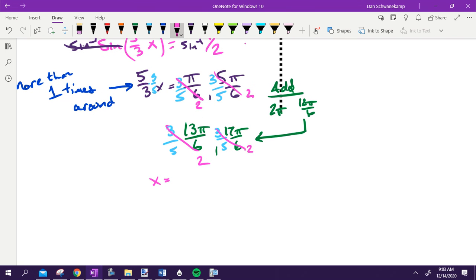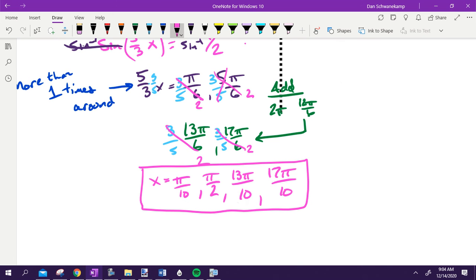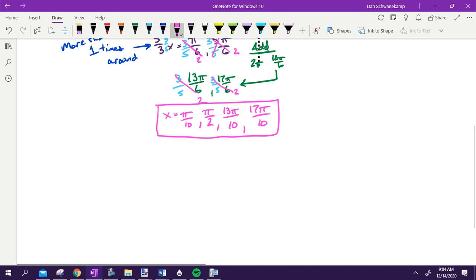So my answer is going to be this. Pi over 10. Those 5s would cancel, so it's really just pi over 2. 13 pi over 10. And 17 pi over 10. That's ugly. Are all of those answers between 0 and 2 pi? Yes, they are. They're all between 0 and 2 pi.